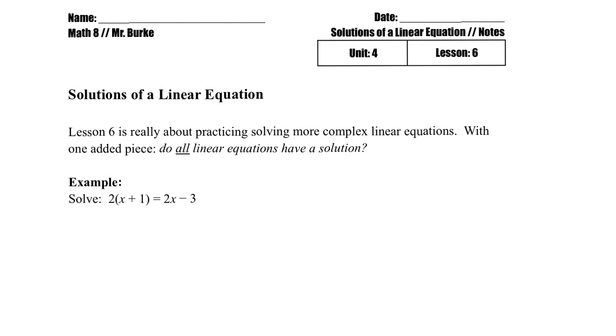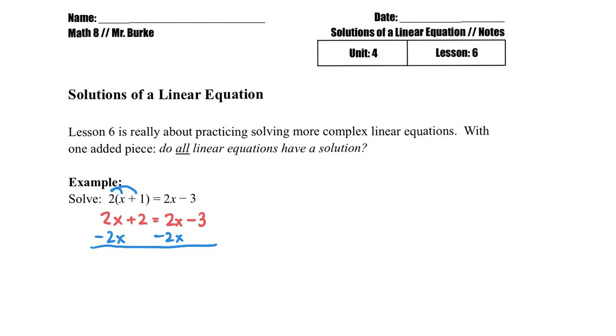Let's take a look at this equation. Let's go ahead and solve this. It looks like I've got some simplifying to do on the left-hand side. And so when I distribute that out, I'm going to have 2x plus 2 equals 2x minus 3. And then I might say to myself, okay, well, I want to get the 2x over on one side, and you can probably see what's about to happen here.